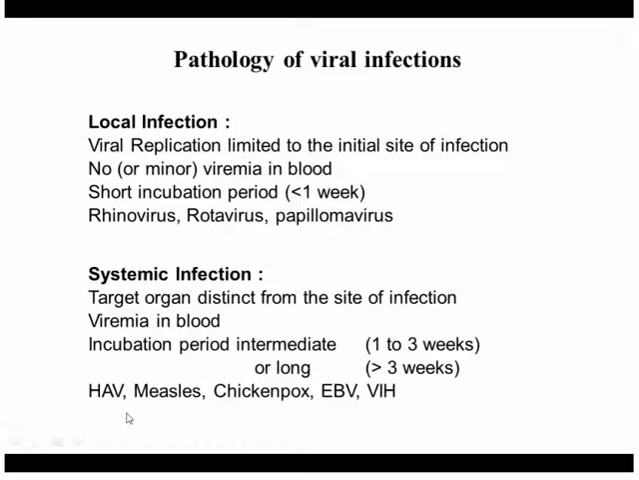So examples are hepatitis A virus. The site of infection is the intestine. The target organ is the liver. And you'll have transport through the hepatic portal vein. HIV, okay, the site of infection is the genital mucosa, target organ is the lymphoid tissue. Measles, site of infection is the respiratory mucosa, the target organ, what gives you symptoms is the spots on your skin, right? So the target organ is distant from the site of infection.